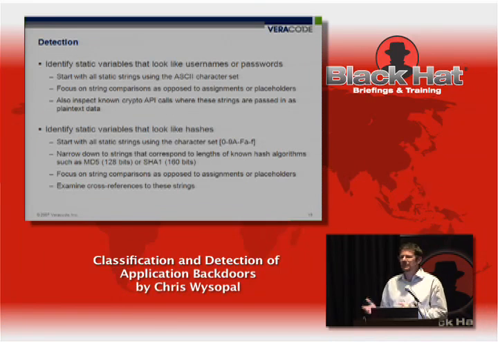And then if someone doesn't want to do that, if they want to actually put the static hash value in the code, you're going to look for static values that look like hashes. So they're going to have a known length to them. If they're in a static string, they're typically going to be hexadecimal.